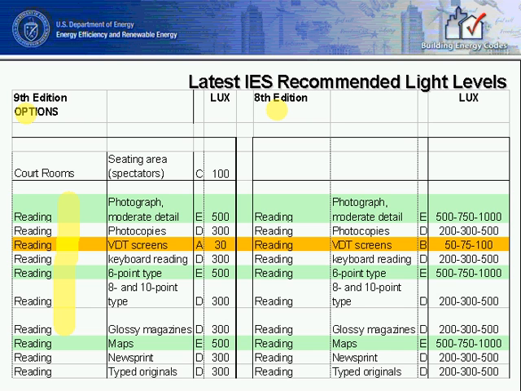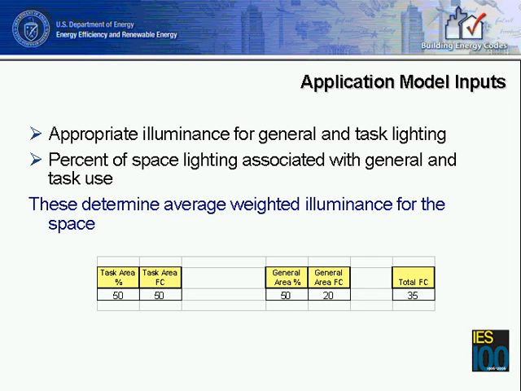What happens with these values is they are put into the models as the starting point, and the models look at two different areas, task area and general area. And in this example, the space is determined to be exactly half task and half general. The task area is considered to have a 50-foot candle basis recommended value, and the general a 20-foot candle value, and we end up with a total average weighted foot candle value of 35 for this particular example.